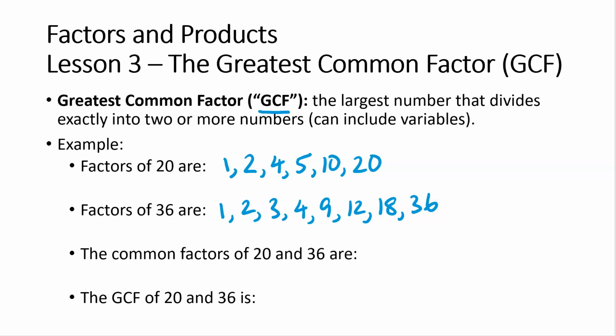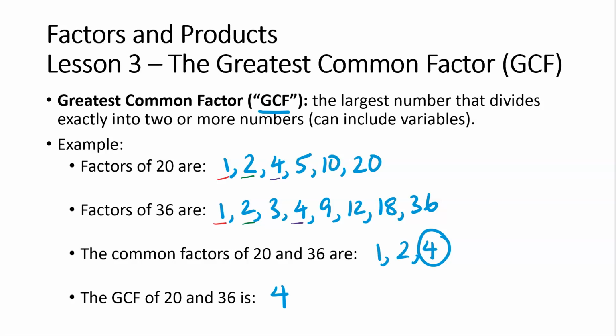Okay, so what factors do 20 and 36 have in common? Well, there's 1, there's 2, and there is 4. So the factors that 20 and 36 have in common are 1, 2, and 4. Therefore, the biggest one, or the greatest common factor, would be 4.